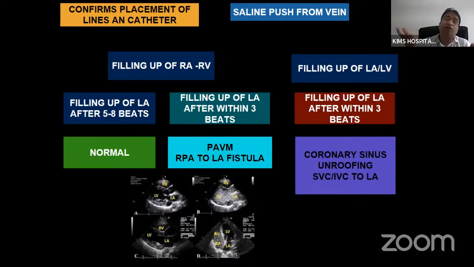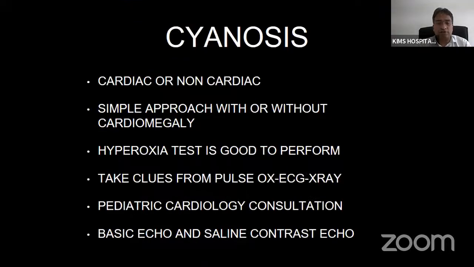Saline push from the vein will also confirm your catheter position, and sometimes it will diagnose the rare causes of cyanosis. So when cyanosis presents, it may be cardiac or non-cardiac, peripheral or central. A simple approach is to apply whether it's respiratory, blood related, or cardiac. Once you suspect cardiac, do a hyperoxia test, whether it's improving or not improving. With hyperoxia, it may improve in PPHN. It may improve with renal causes, but it will not improve in cardiac. But with hand ventilation at a high rate, the PPHN will improve, but the cardiac will not improve.